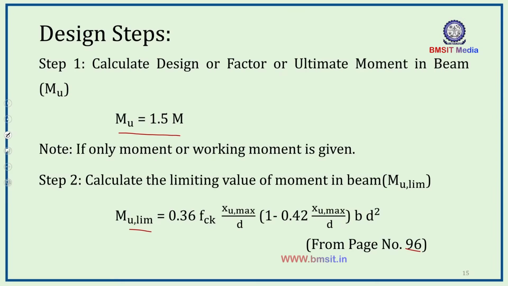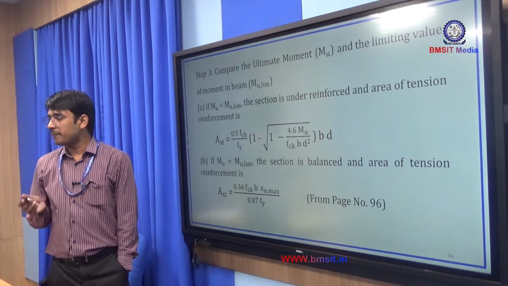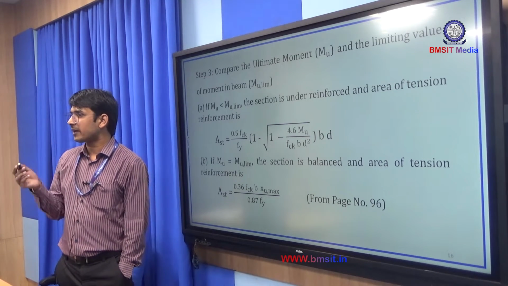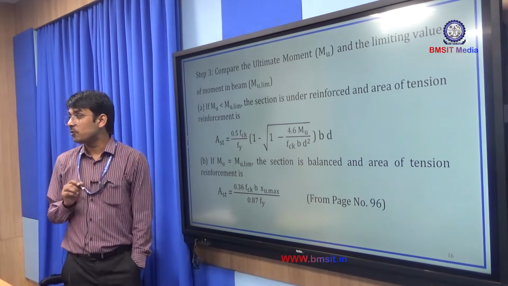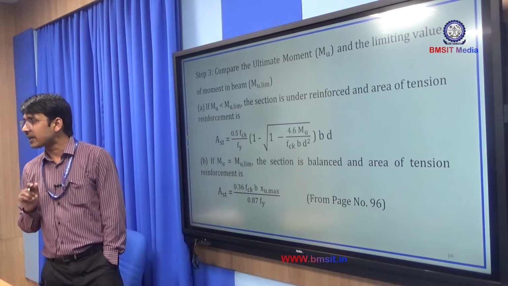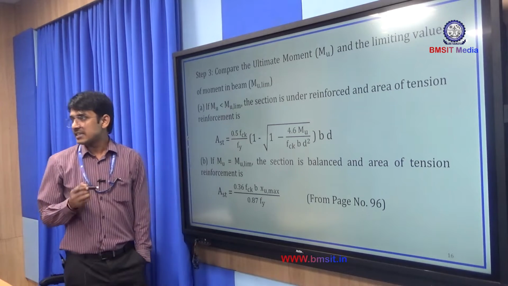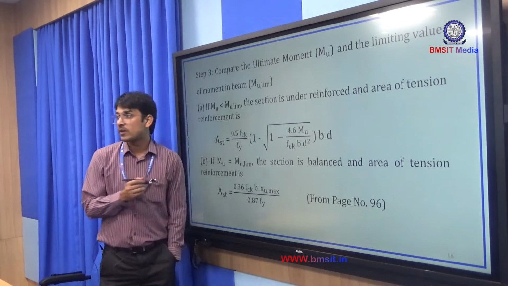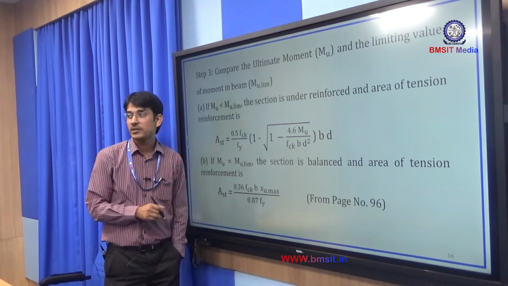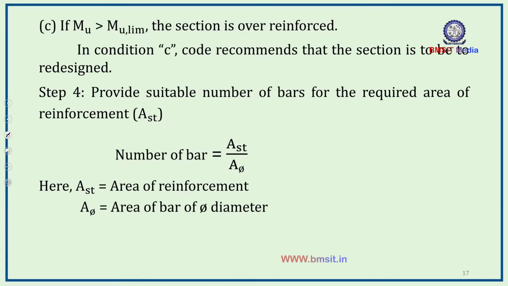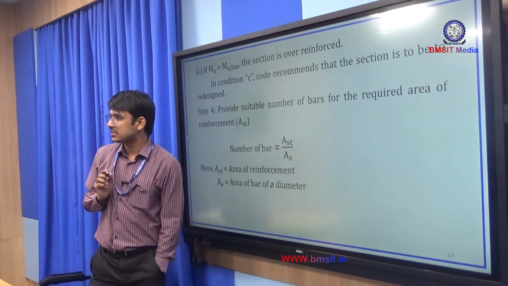After that, in the third step we will compare both the values, that is Mu and Mu limiting. On the basis of comparison, we will define what type of section it is: under, balanced or over. If Mu is lesser than Mu limiting, in that case we say the section is an under reinforced section, and the tension reinforcement we will calculate by using this equation. In the second condition, if Mu is equal to Mu limiting, then we call the section a balanced section, and the area of tension steel we can calculate by using this formula. If, in the third condition, Mu is greater than Mu limiting, then we call the section an over reinforced section.